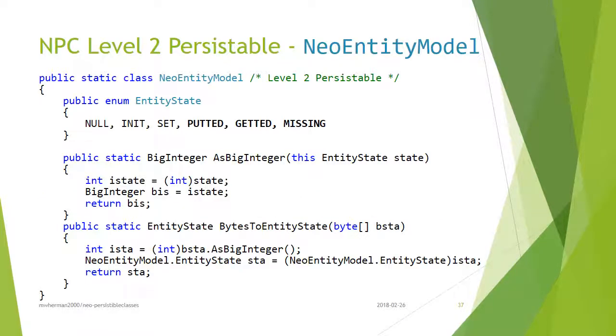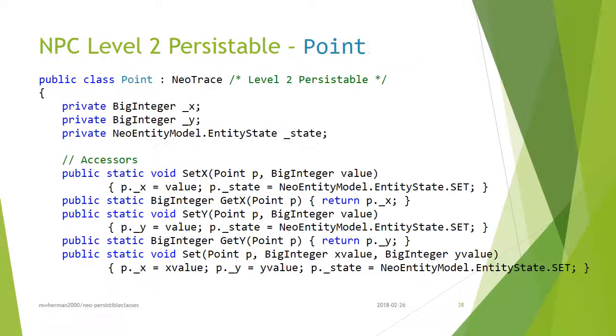So the new entity model is updated. So we've got putted, getted, and missing. Putted and getted are kind of obvious. Missing is kind of interesting because you might do point.get and pass in a key expecting to get a point back, but the point actually isn't in storage for the particular key value. So we can set the state to missing, and you can test that whenever you get something back from storage to see if it's missing or not. The 2 helper methods there haven't changed.